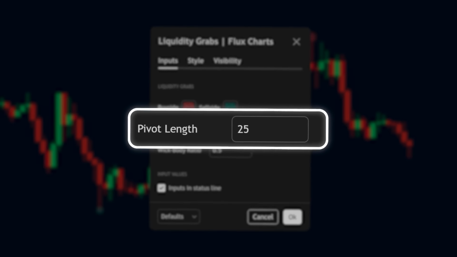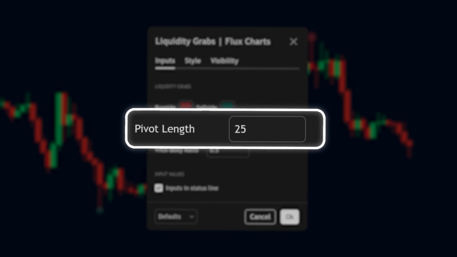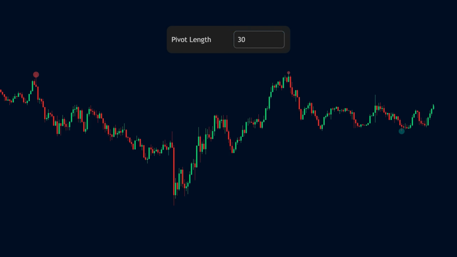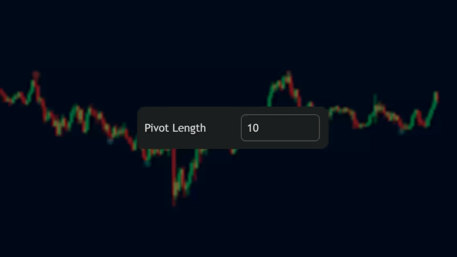This tells the script how far back and forward to look when deciding what counts as a swing high or swing low for the buy side and sell side liquidity levels. If you increase the pivot length, the indicator will mark more significant levels. If you decrease it, you'll pick up smaller intraday swing levels. It's completely up to you how much detail you want to see.